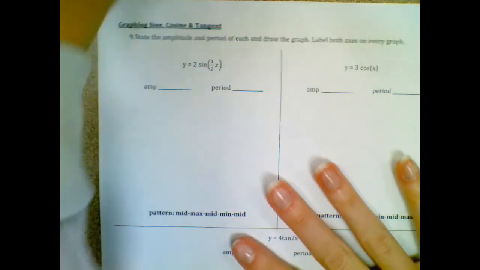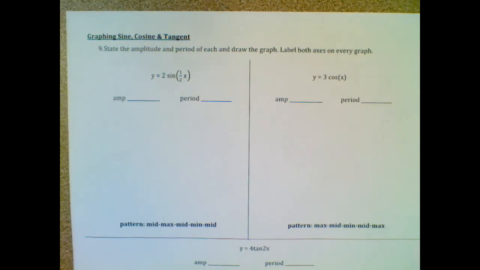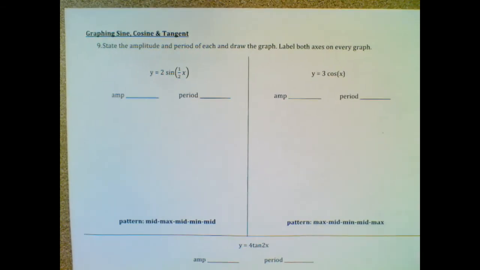Okay? All right. And last but not least, we have your graphs. So you will have to graph one sine, one cosine, and a tangent graph. So real quick, it says state the amplitude and the period of each and draw the graph. Label both axes on every graph. So, sorry guys, it's early.